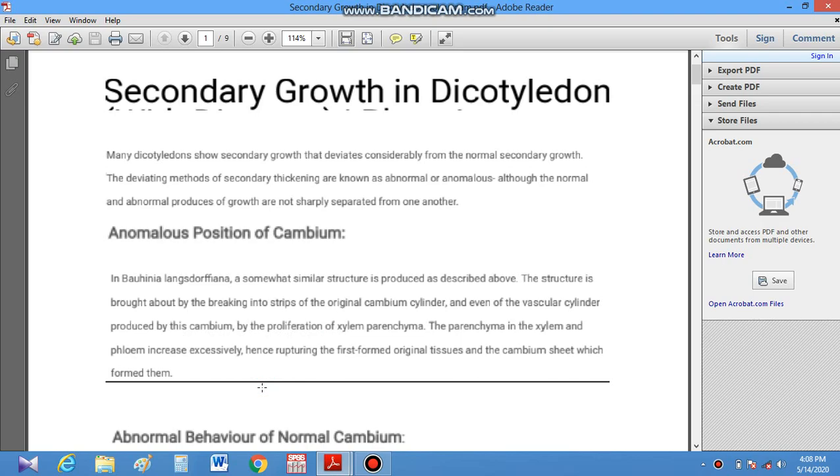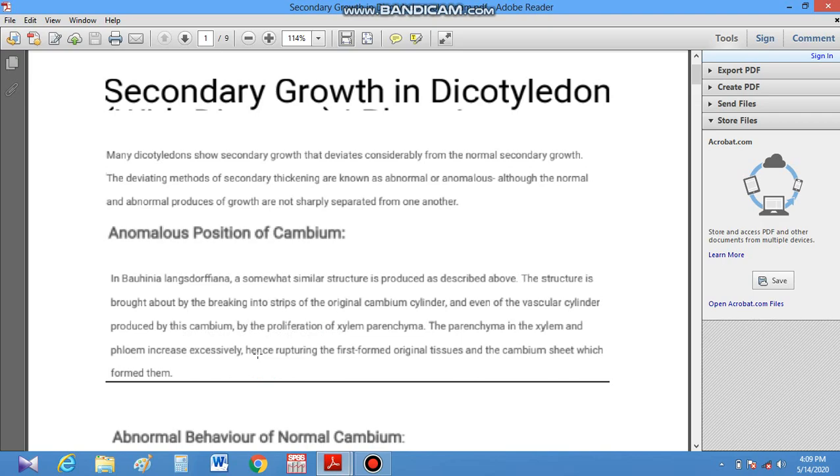In secondary growth, the cells of vascular cambium divide and form secondary xylem to the inside and secondary phloem to the outside. This is the normal behavior of the vascular cambium. When this behavior is changed, the deviating methods of secondary growth thickening are called abnormal or anomalous growth.